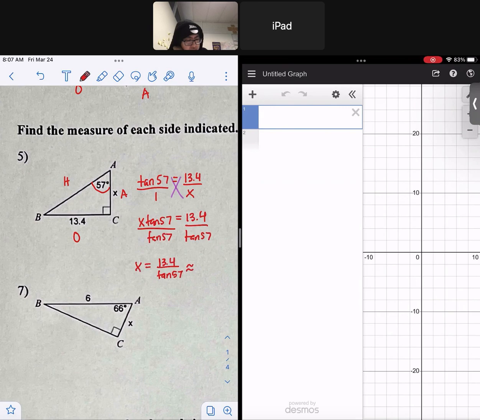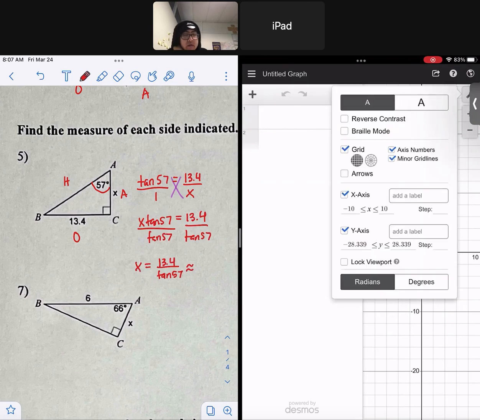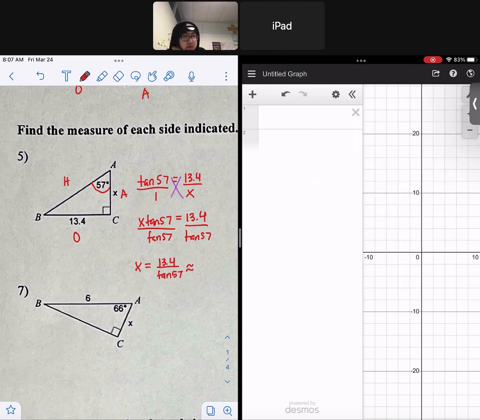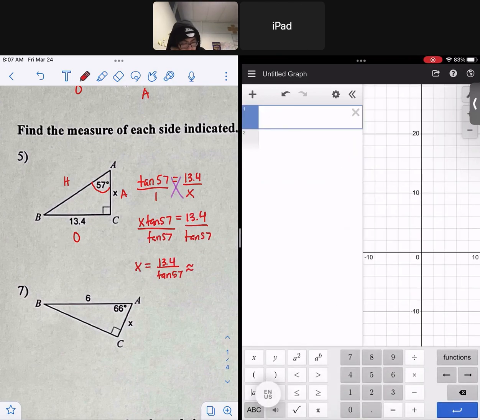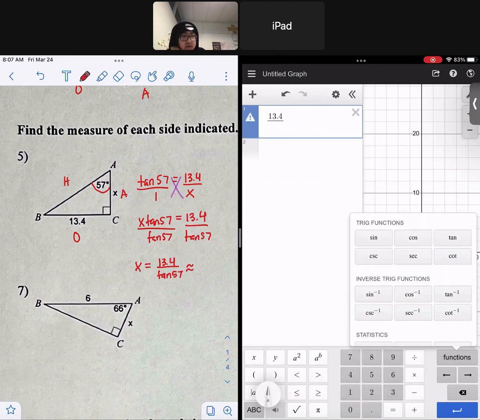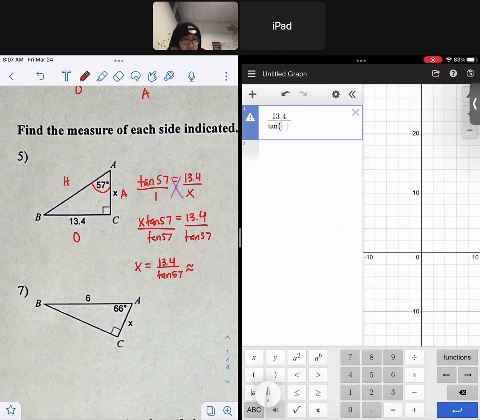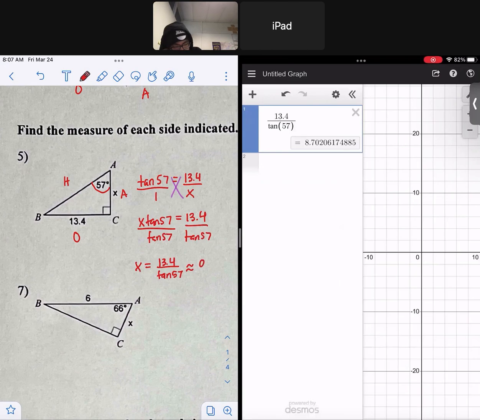Now let's go to decimals. In the top right hand corner, remember, go to the wrench. It has to be degrees. So we're going to put 13.4 divided by, hit the functions button, and it's going to be tan of 57. Round it to the nearest tenth, so it's going to be 8.7.